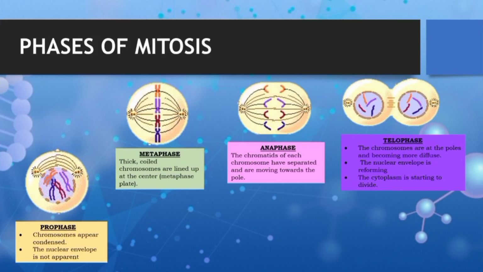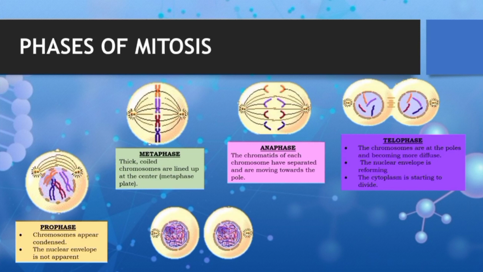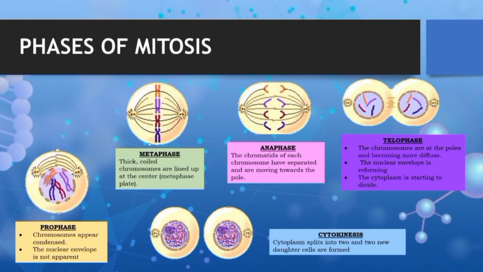Tapos medyo, ayan na, bumabalik na ulit yung nuclear envelope. Nagiging visible na. The cytoplasm is starting to divide. Ayan yung cytoplasm. Tignan nyo. Nagkakaroon dyan ng cleavage. And finally, after cytokinesis, cytoplasm would be split into two, and now you have two daughter cells. And that is mitosis.